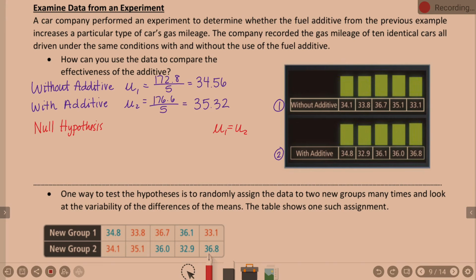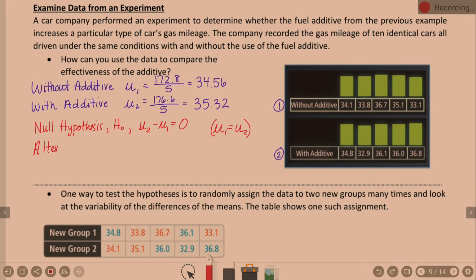So I know the null hypothesis here was written as mu2 minus mu1 equals 0. The idea that the difference between the two would be 0. Or the closer the difference between the two gets to 0, the less the additive is doing. It's more just by outside chance. So that's your null hypothesis.